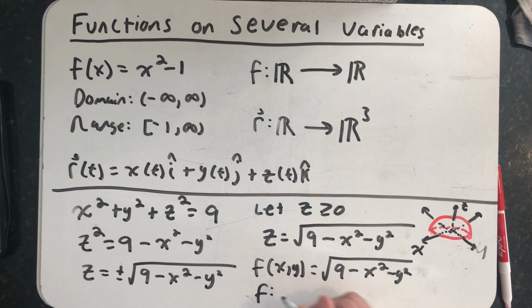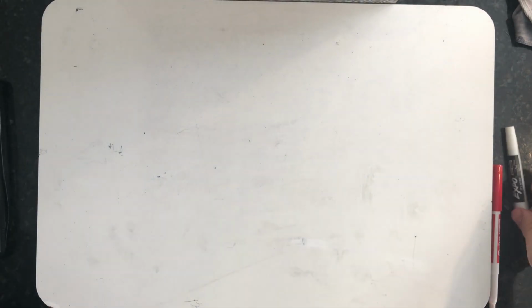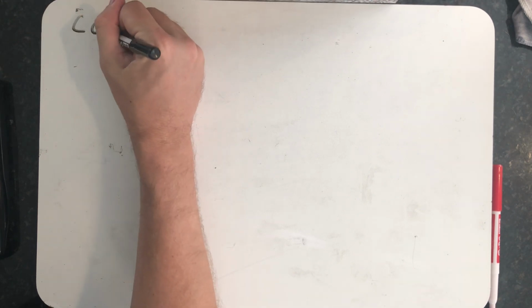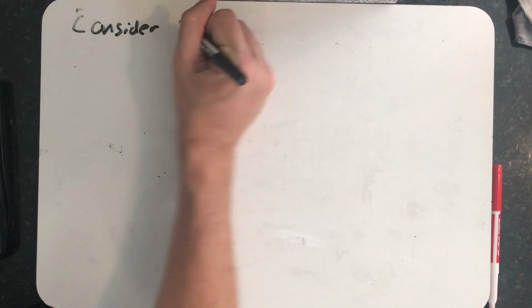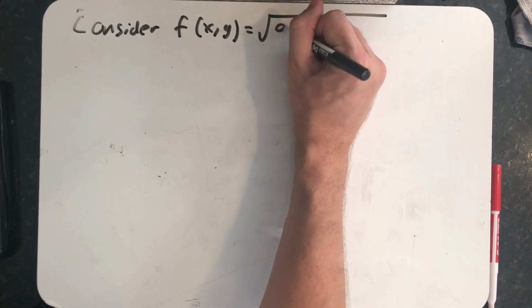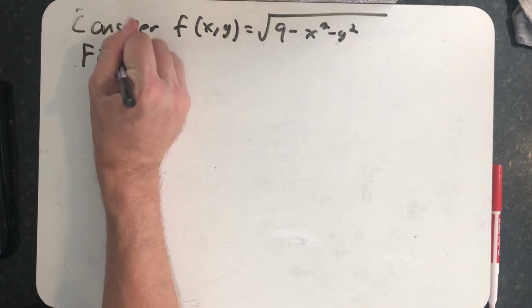This is a function that takes a point in the real plane and turns it into a single real number. This is a map from the plane to just one real dimension. Well, let's think about the domain. Let's find the domain and range of this function.